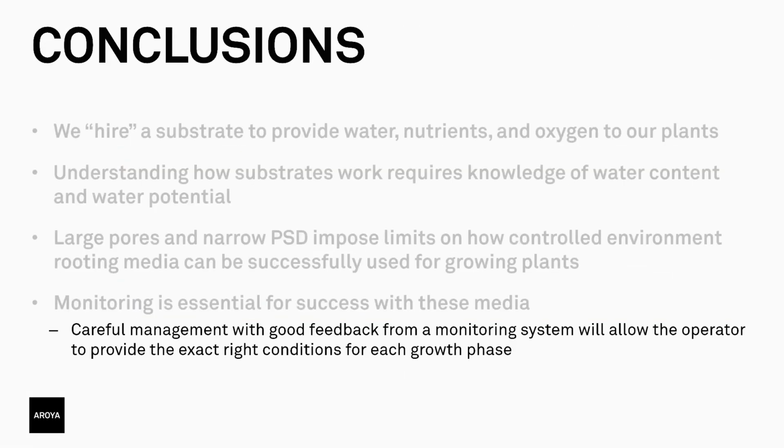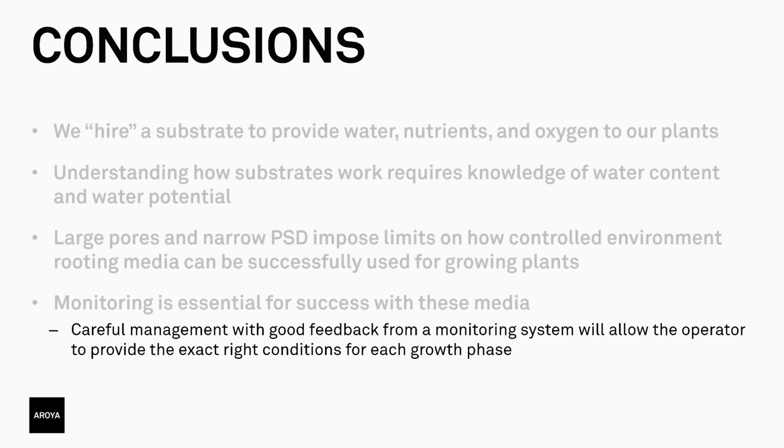So let's draw some conclusions from the things I've presented here. We started out with the idea that when we buy a horticultural substrate, we hire it to do several jobs. It needs to hold up the plant, and it needs to supply the roots with water, nutrients and oxygen. In order to understand how to make the substrate do those jobs, we need to understand how water is held in porous media and how and why it moves.